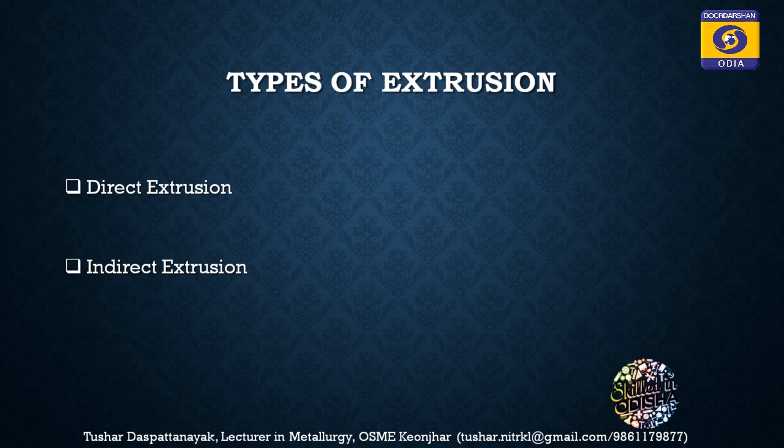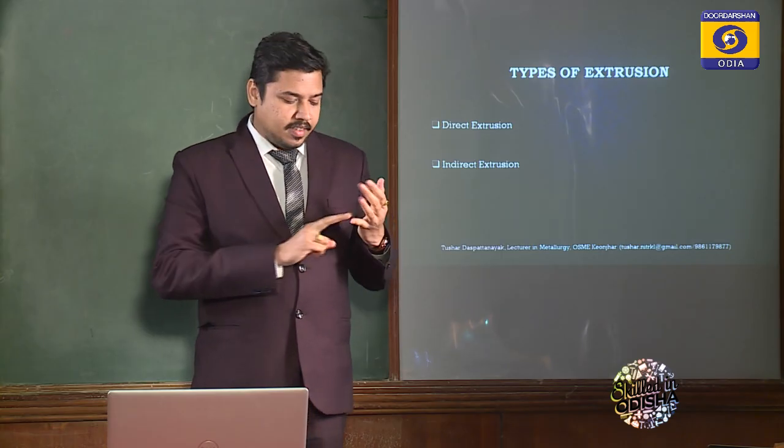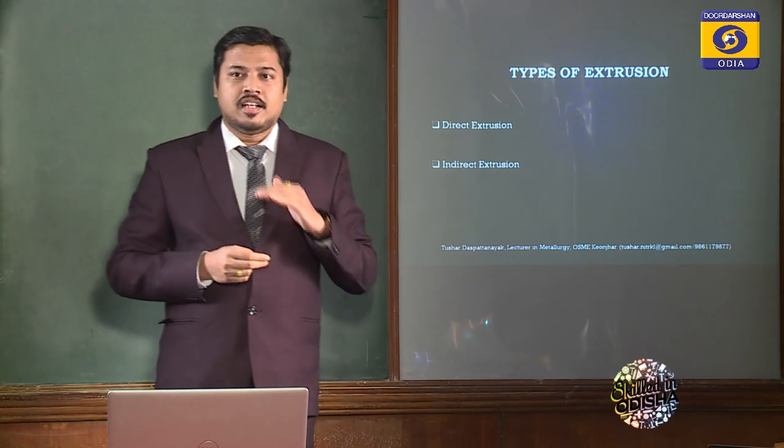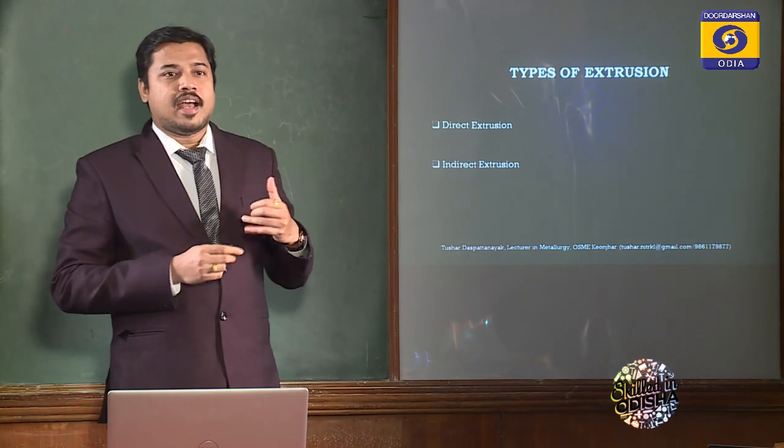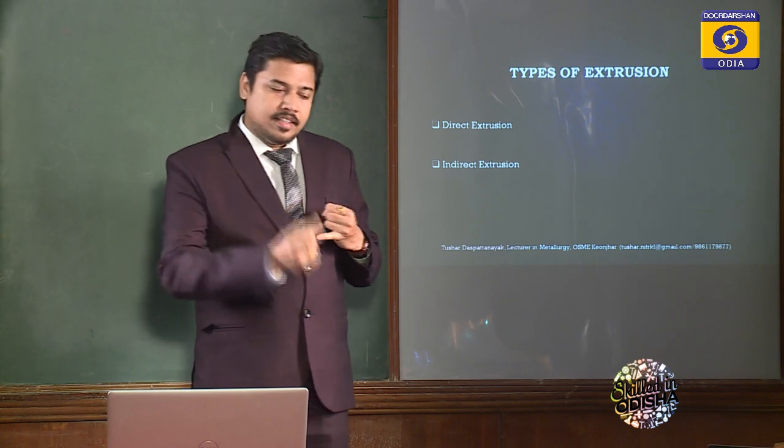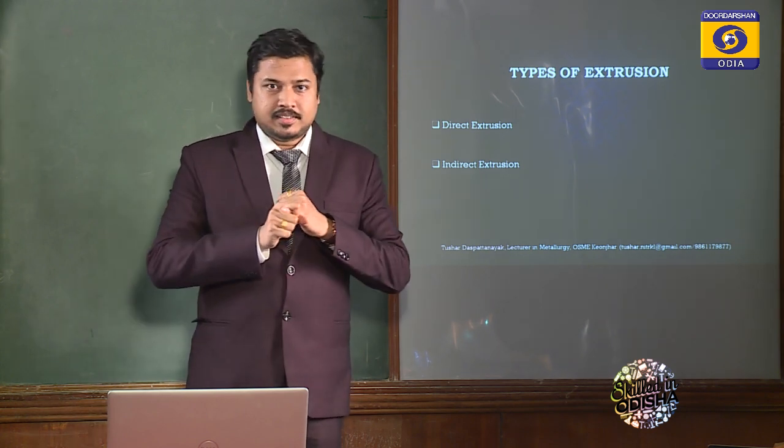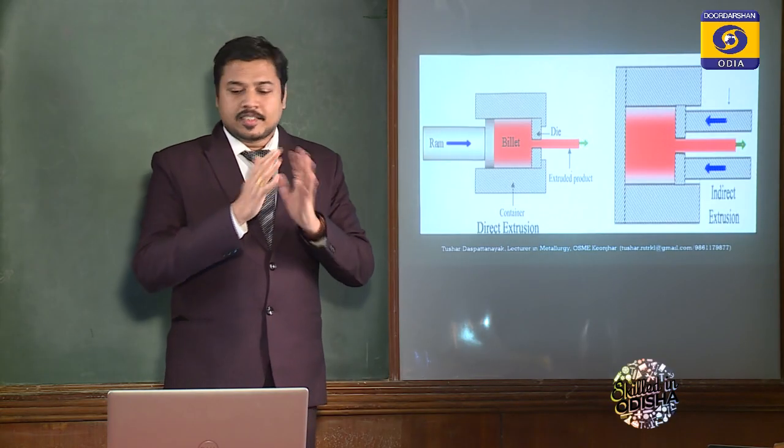There are two kinds of extrusion. One is direct extrusion, another one is indirect extrusion. This classification is based on application of force and the removal of product, or the direction of extruded product. Based on that, these two extrusion processes have been classified.